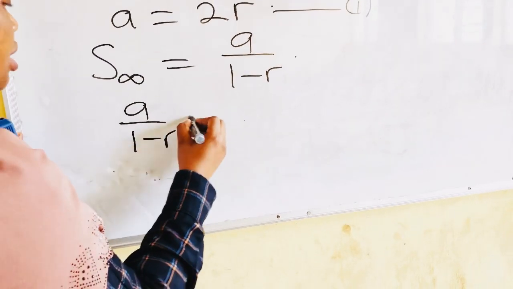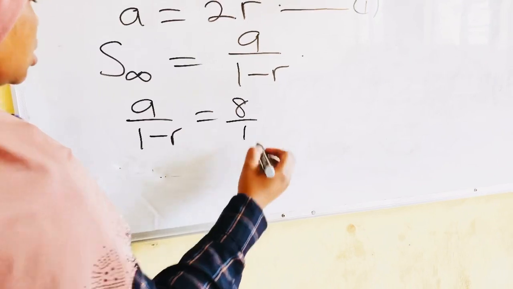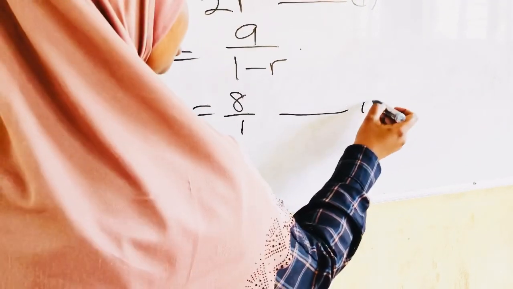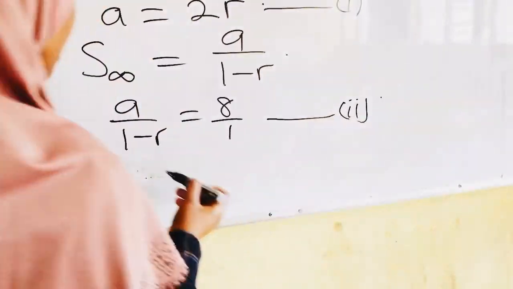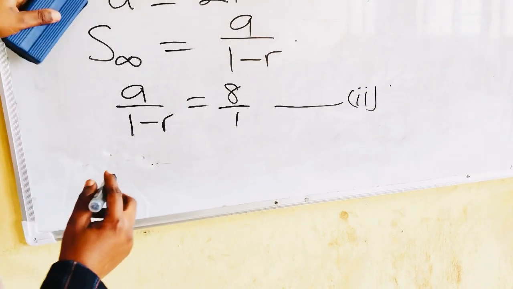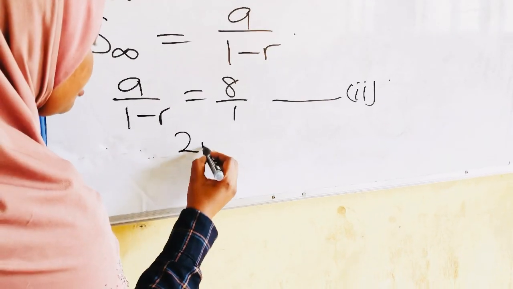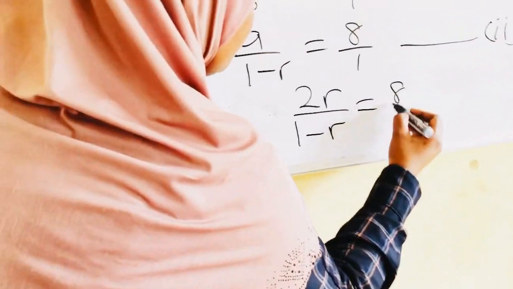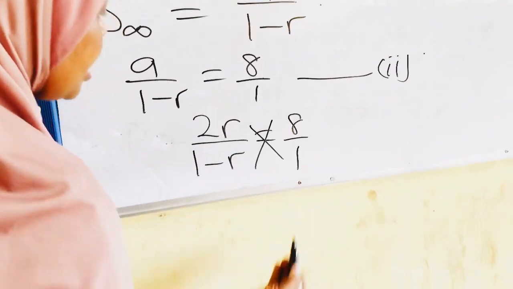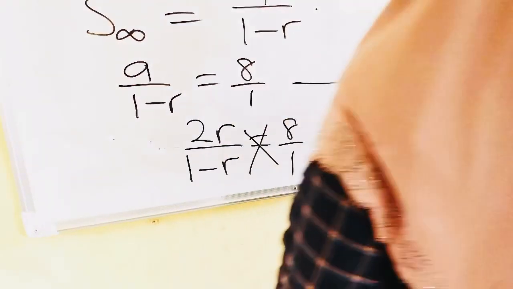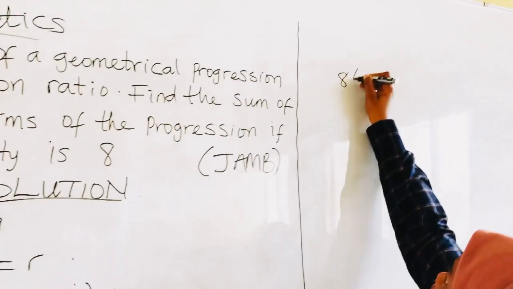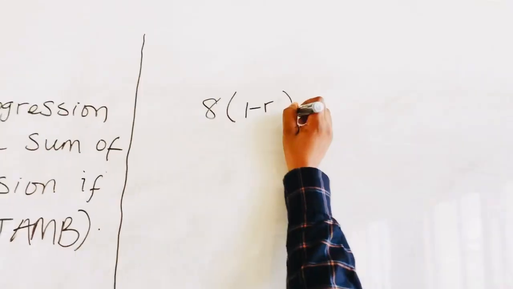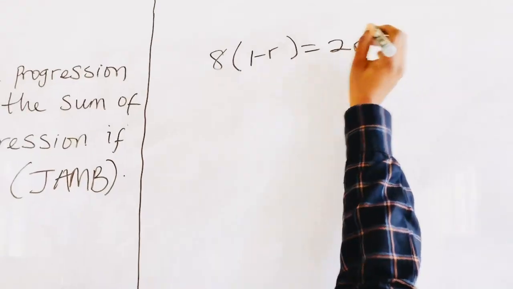a over 1 minus r is equal to 8 over 1. So, here is equation 2. Wherever we see a, we are going to put 2r. So 2r over 1 minus r is equal to 8 over 1. Cross multiplying gives 8 multiplied by 1 minus r is equal to 2r.